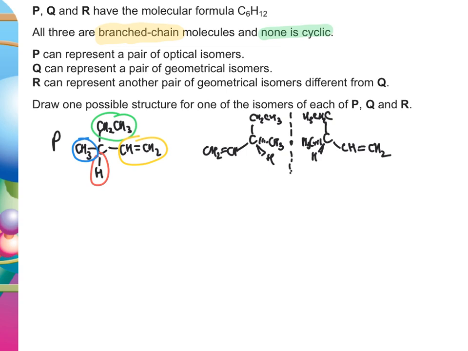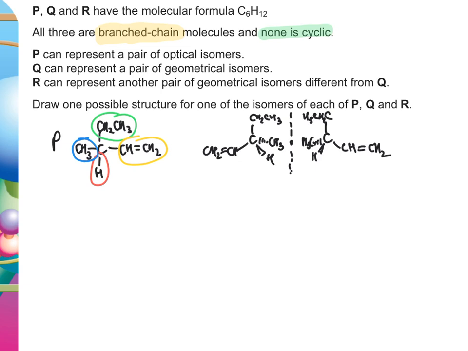I could have just written this one at the top, incidentally. Let's just show you. I could have written that as CH3, CH2. I don't need to make it look literally like a mirror image. I just need to make sure that the groups are in the right places, reflecting each other in the mirror. Anyway, I hope that part of it was helpful. Okay, so we've got Q can represent a pair of geometrical isomers.